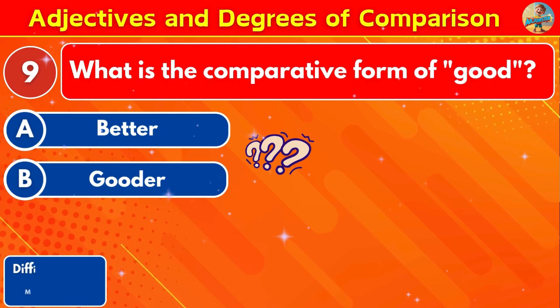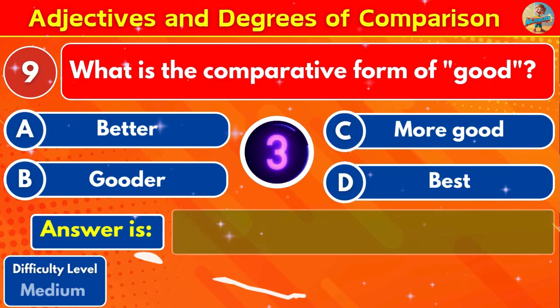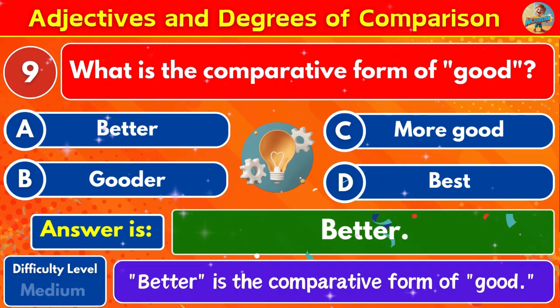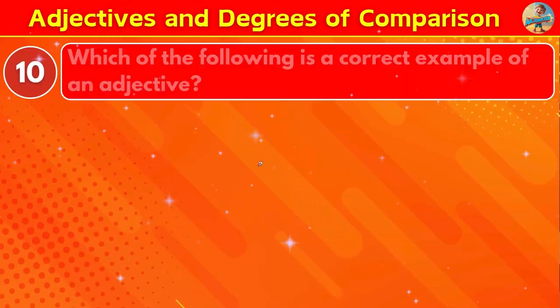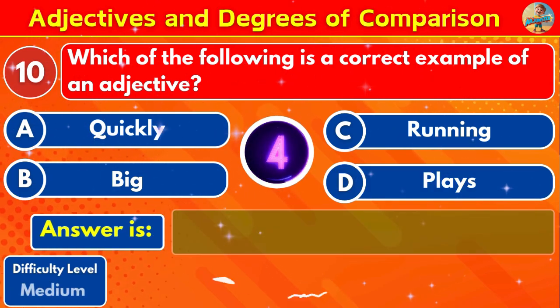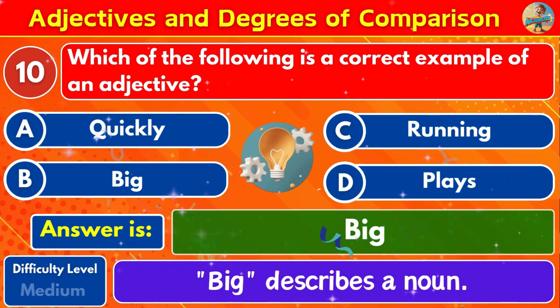Question 9 is, what is the comparative form of good? Answer 9 is better. Question 10 is, which of the following is a correct example of an adjective? Answer 10 is big.